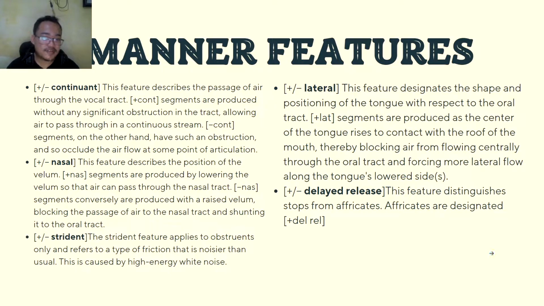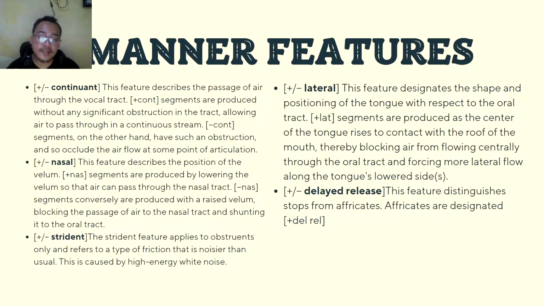And now, the manner features. There are five points. The first one is continuant. This feature describes the passage of air through the vocal tract. The plus continuant segments are produced without any significant obstruction in the tract, allowing air to pass through in a continuous stream. Meanwhile, the minus one have such an obstruction and so occlude the airflow at some point of articulation.